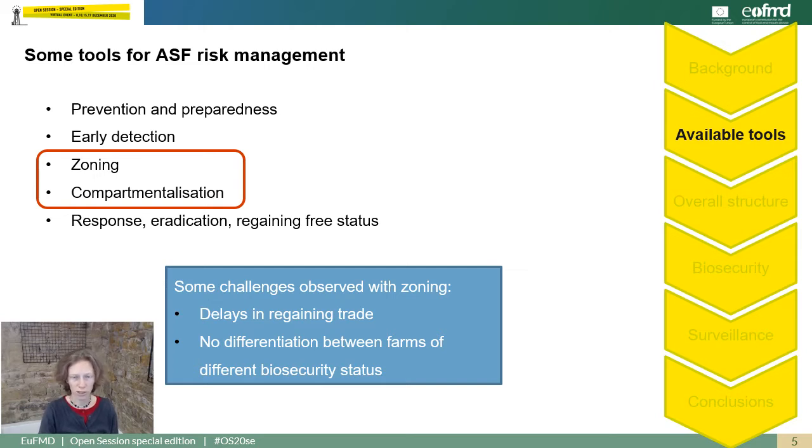Also, zones are defined as disease-free populations by geographical boundaries and do not allow to differentiate between farms of different biosecurity stages. A high biosecurity production system may not be able to benefit from zoning if it is located in an area with many lower biosecurity farms. Also, if there is an outbreak in a pre-agreed zone, all farms will lose their health status, regardless of their biosecurity level.